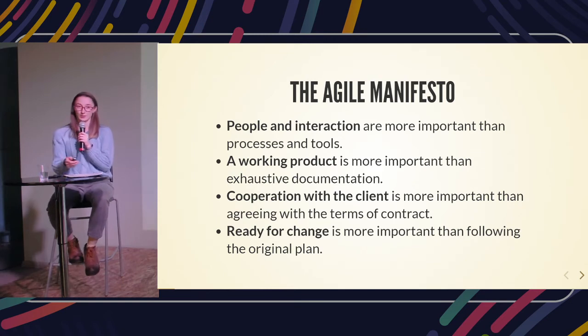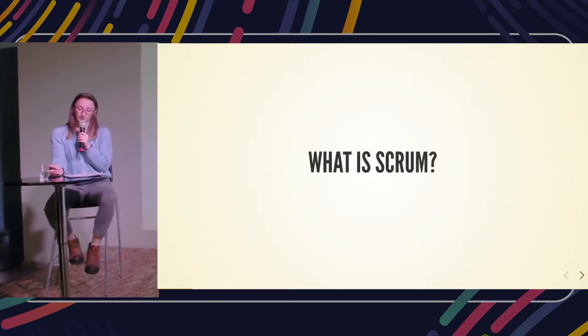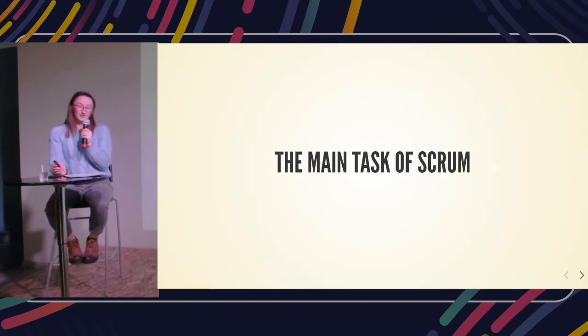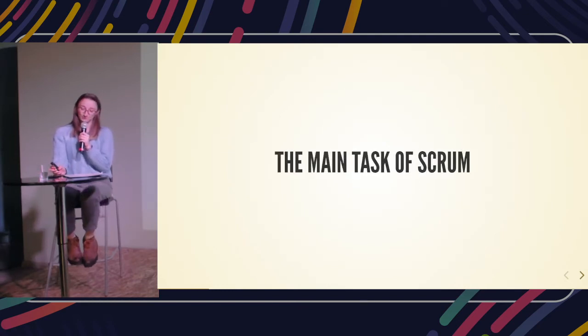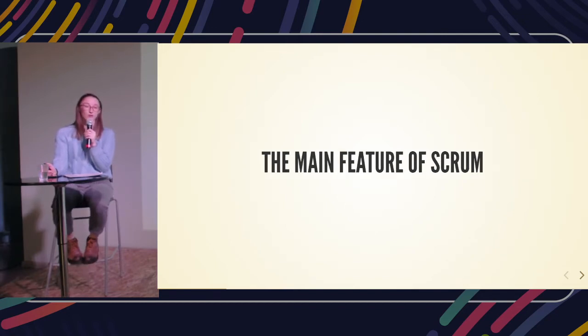So now let's talk about Scrum. What is Scrum? Scrum is a framework that helps us to solve problems that change in the process and to deliver our product with the best possible value to the customer. The main task of Scrum is to bring the opportunity to change and implement new ideas into the process. And the main feature of Scrum is the involvement of all participants into the work, and each participant has a specific role.